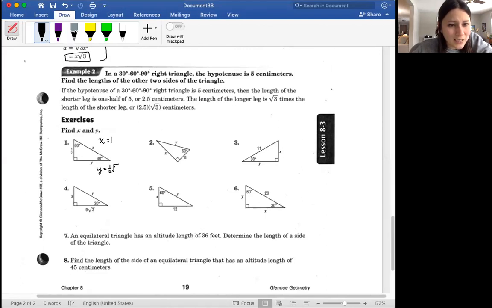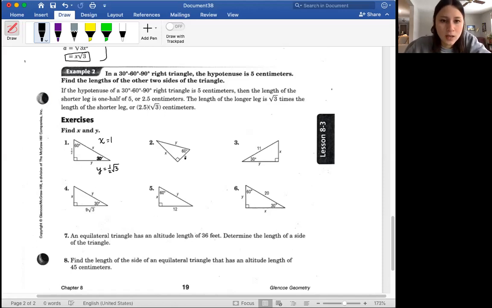And I like to think of the square root of 3 especially belonging to this type of triangle because this has a 30 degrees. And so that 30 degrees, the 3 and 3, 30 degrees, square root of 3, that's how I kind of remember the pattern of these triangles here.